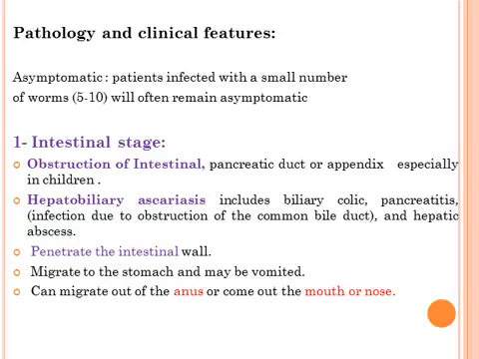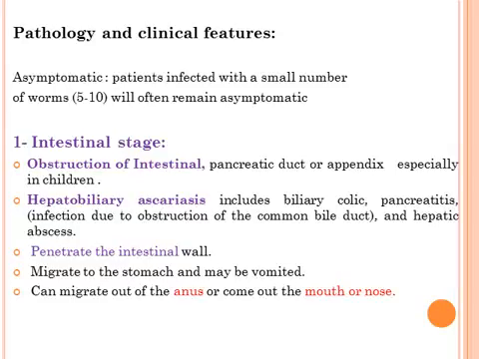Pathology and clinical features. The number of adults is important in humans. It can be asymptomatic when the patient is infected with a small number of worms. For example, 5 to 10 adults will often remain asymptomatic. So the number of adults is important for the pathogenesis. But if the host, the human, is infected with a large number of ova, they develop to a large number of adults.